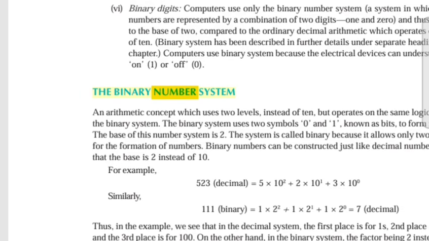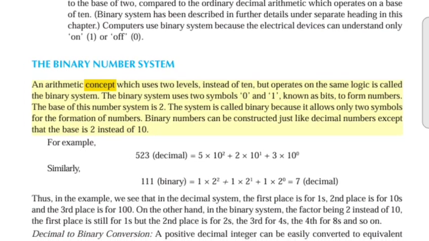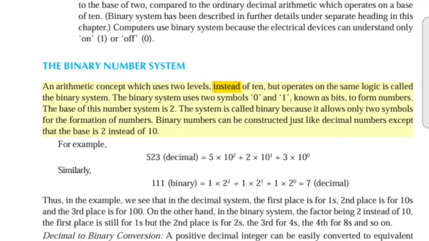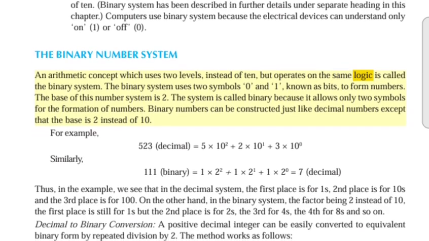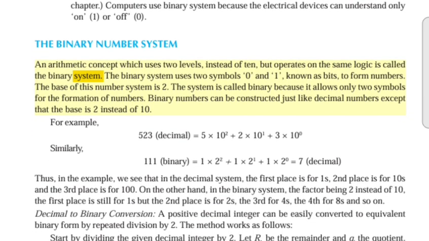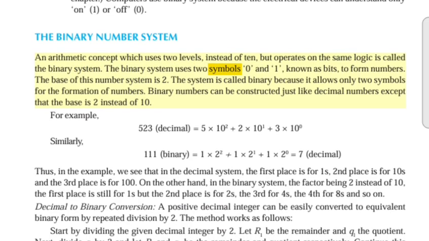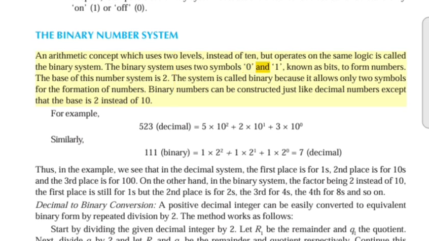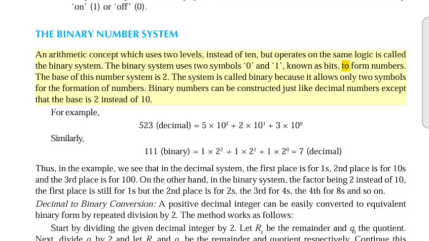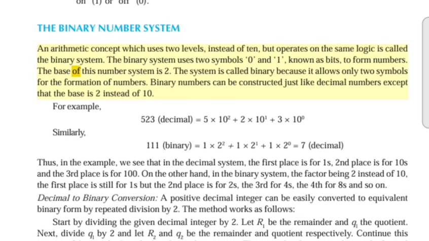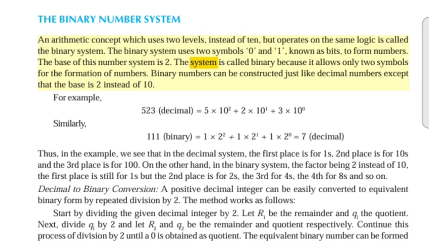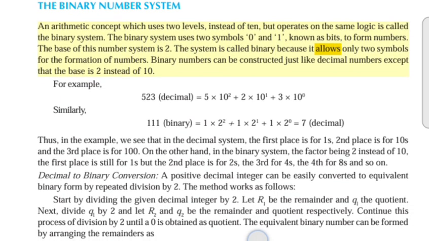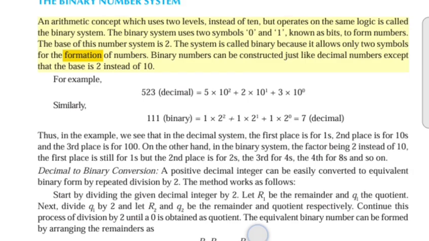The binary number system. An arithmetic concept which uses 2 levels instead of 10, but operates on the same logic, is called the binary system. The binary system uses 2 symbols, 0 and 1, known as bits, to form numbers. The base of this number system is 2. The system is called binary because it allows only 2 symbols for the formation of numbers.